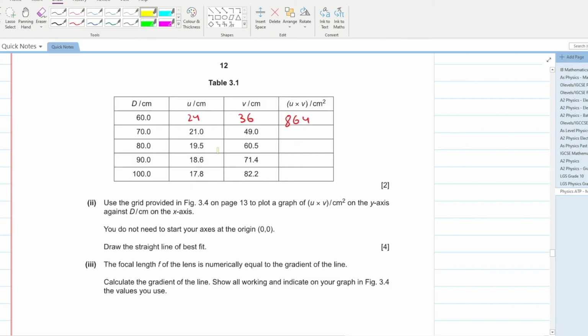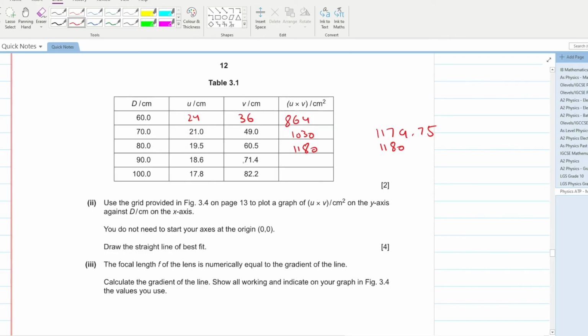Let's multiply 21 into 49. This comes out to be 1029. Now these are 4 significant figures. Let's convert it into 3. 1030. 19.5 into 60.5. This comes out to be 1179.75. Now these are 6 significant figures. We only need 3 significant figures. So this will become 1180.